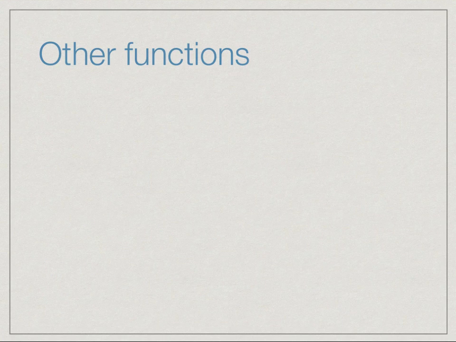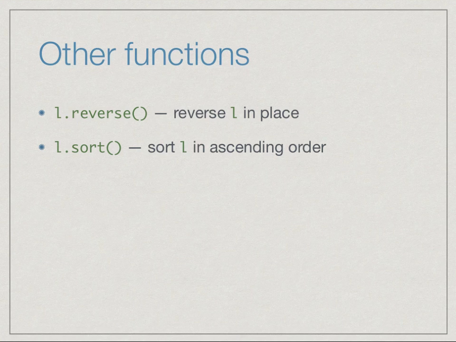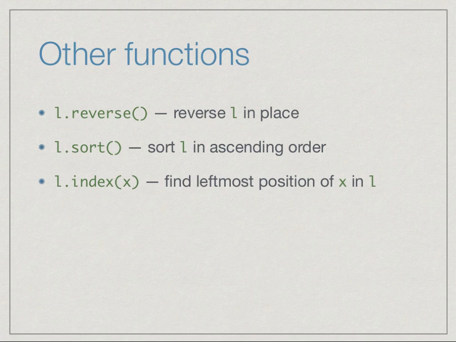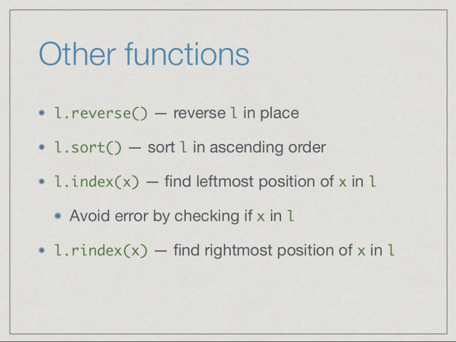Now there are a host of other functions defined for lists. For instance, L.reverse will reverse a list in place. L.sort will sort a list in ascending order. You can also sort it in other orders. You can look up and see how to do that. If we only want to know whether an element is in L, we say x in L. But if we want to know where it occurs, then we use index. It will find the leftmost position. But again, it will give us an error if there is no x in the list. So we should first check if x is in L and then find the index of the leftmost position. Now you might want not the leftmost but the rightmost position. So there is an rindex.